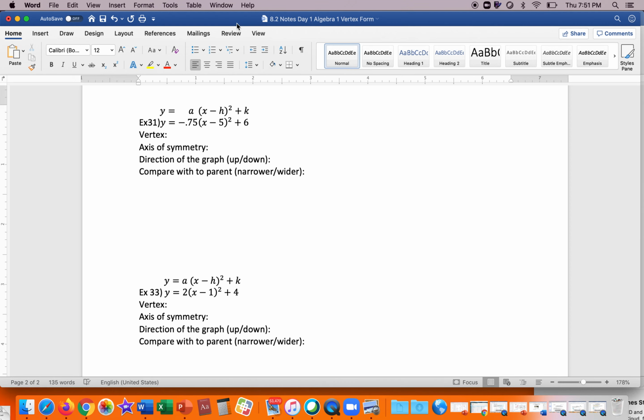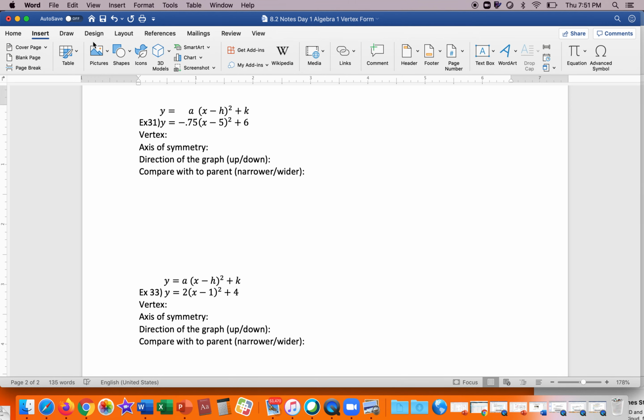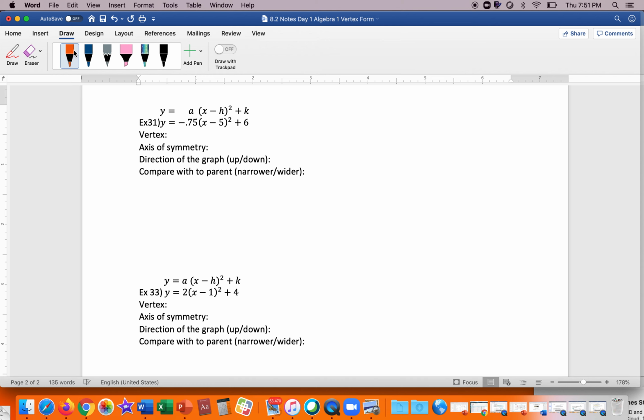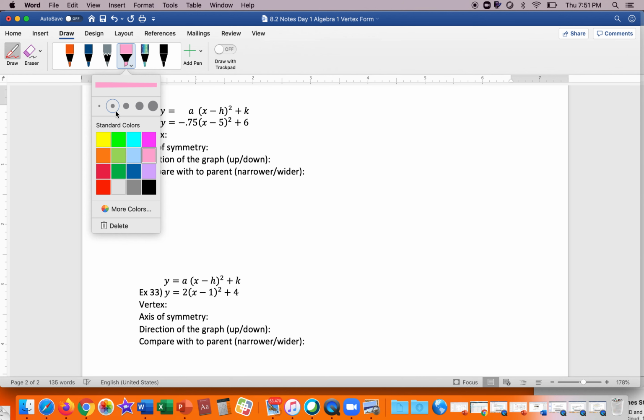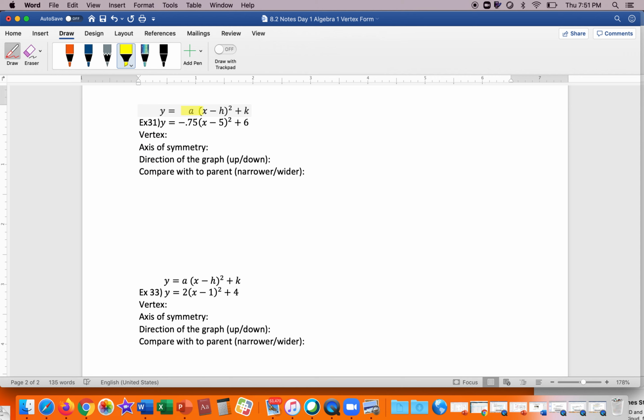Okay, so for these last few problems, we're looking at these problems in vertex form, and we want to make sure we identify A, H, and K. So if you look at this, the A aligns with negative 0.75. We see that the x's cancel and the negatives cancel, so the H value is positive 5. And then whatever's left on the end is your K value. So positive 6 is my K.